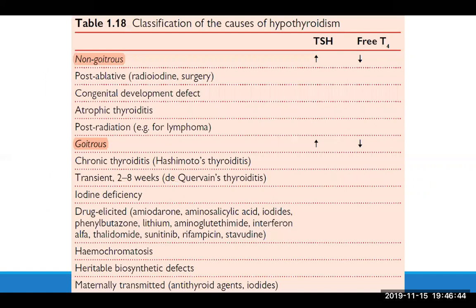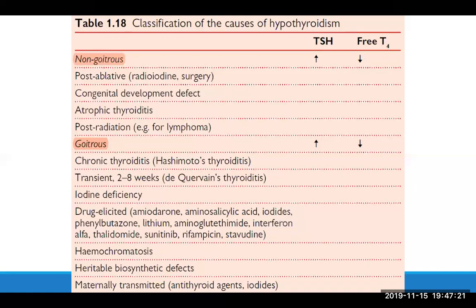Classification and causes of hypothyroidism: first, non-goitrous, as in the post-ablative state, either by radioiodine or surgery. Any case of Graves' disease treated with surgery or radioactive iodine may present with hypothyroidism. Of course, TSH is elevated and T4 is low, but there is no goiter. Others are congenital developmental defects, congenital hypothyroidism, and atrophic thyroiditis, which is autoimmune thyroiditis. Post-radiation will also cause non-goitrous hypothyroidism.